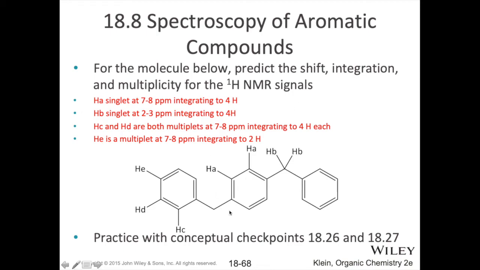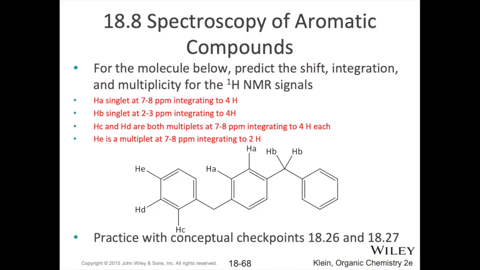And of course you can figure out the integrals accordingly. For hydrogen A, we've got these 4 over here. For hydrogen B, there's these 2 and these 2, so that's 4 again. For hydrogen C, you've got 2 on this benzene ring, but remember they're equivalent to these 2 over here, so again you'll see 4 of them. Same with hydrogen D. And of course hydrogen E has only 1 sticking out here and 1 sticking out here, so there's only 2 of them there. So that's the integrals.